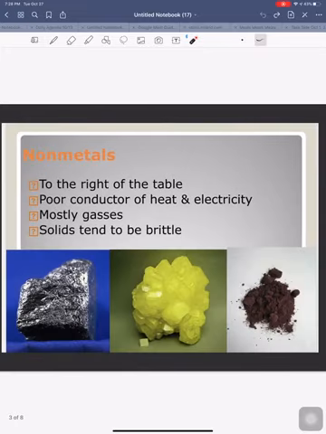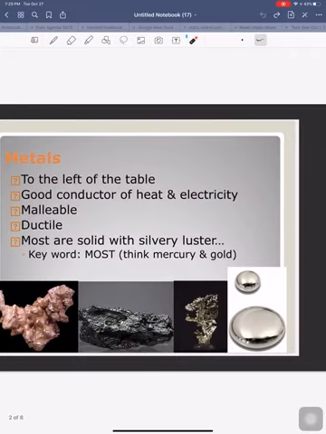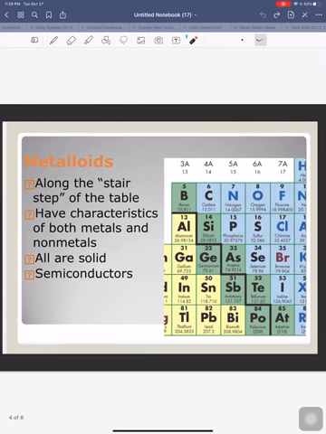The only difference is realizing that you're much more likely to be able to have some examples of solid nonmetals as opposed to only one example of a solid metal at room temperature, mercury. So last but not least, let's just blend them. Metalloids, those are our stair steps.